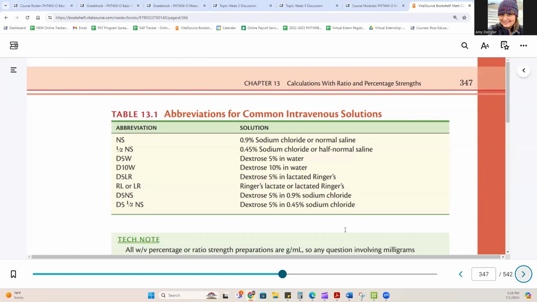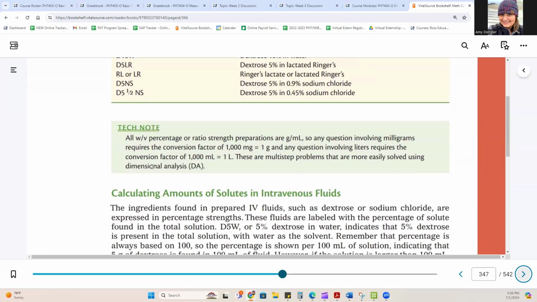So we have our abbreviation NS, of course, is 0.9% sodium chloride or normal saline. Half of that normal saline is 0.45%, which is literally half of it. Then we have our dextrose in water. So whenever you see a D and then a W with a number in between, that is dextrose in water. We have dextrose 5% in lactated Ringer solution. We have a lactated Ringer solution or Ringer's lactate. And then we have dextrose 5% in 0.9% sodium chloride, which is normal saline. And we have that for half normal saline as well.